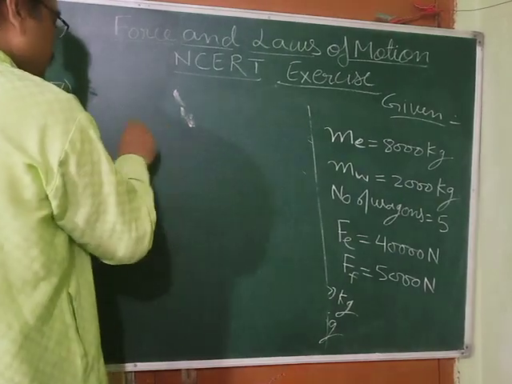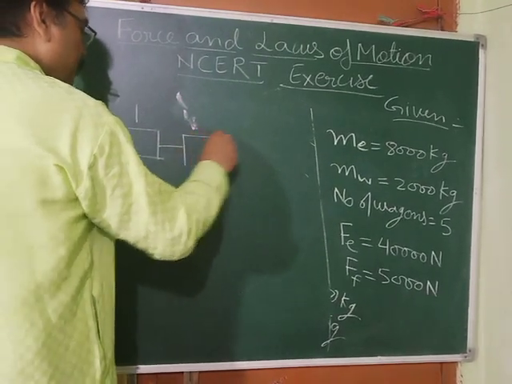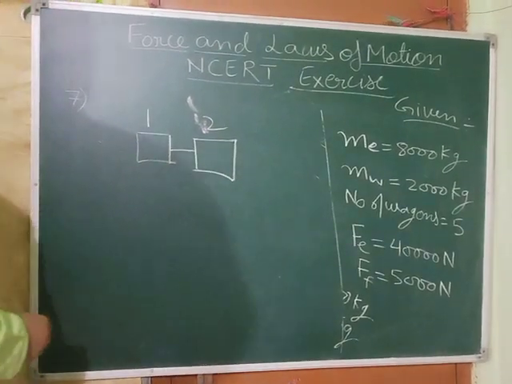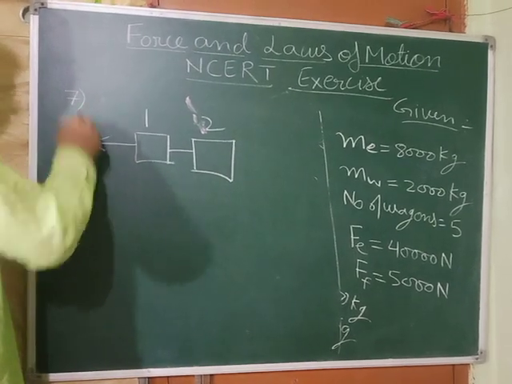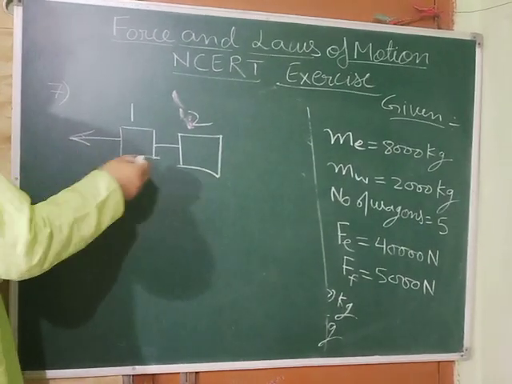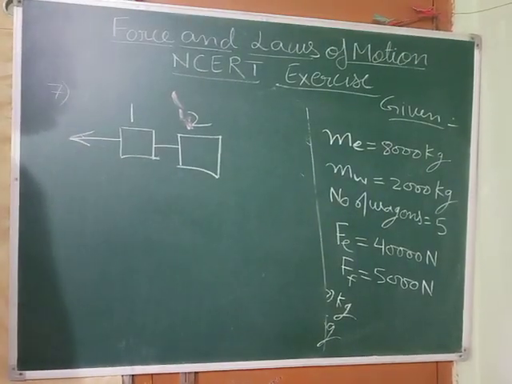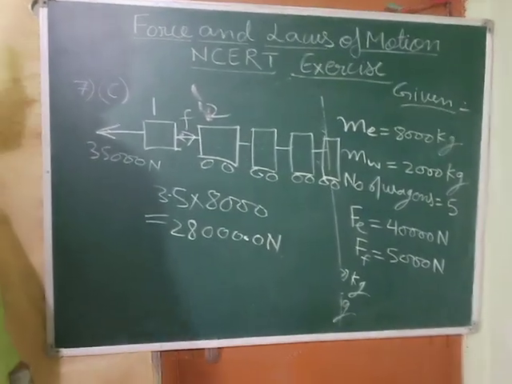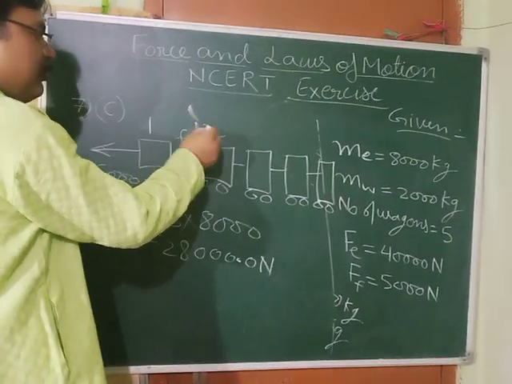See, this is wagon 1, suppose. This is 1. And this is going to apply force on wagon 2. Now, see here. How much force is acting on this? You know very well. How much force is acting on this? That you have to find out. See, in part C, we have to find out the force exerted by the first wagon on the second wagon.